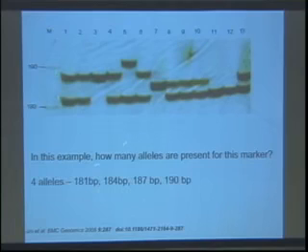There are 4 alleles, and their sizes are given here. You can see that they go in 3 base pair increments, so it's some sort of triplet repeat. And so you're resolving these as 4 different alleles.